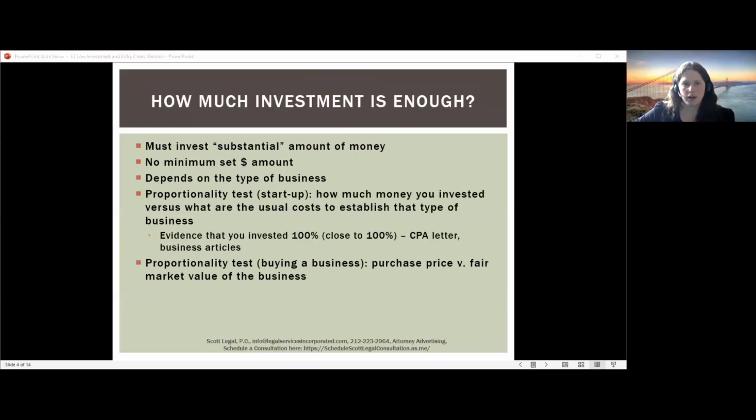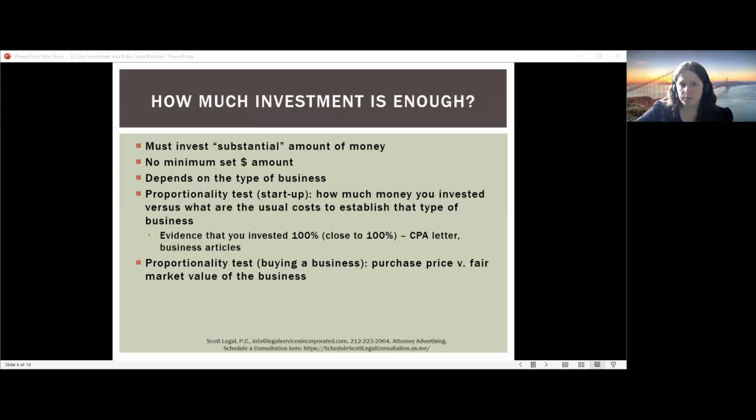All right, so a very common question: how much investment is enough? The language in the regulations is that you have to invest a substantial amount, and there is no dollar figure. Very often the E2 is confused with the EB-5. The EB-5 is a green card option, an investment green card option, and there are fixed amounts that you must invest. But this is different for the E2.